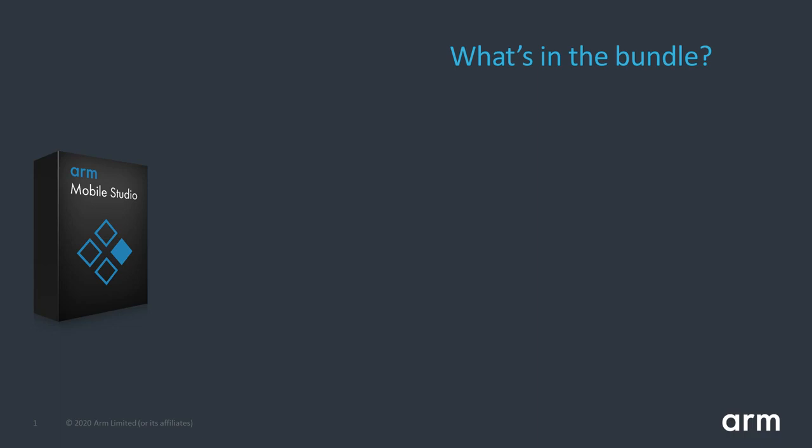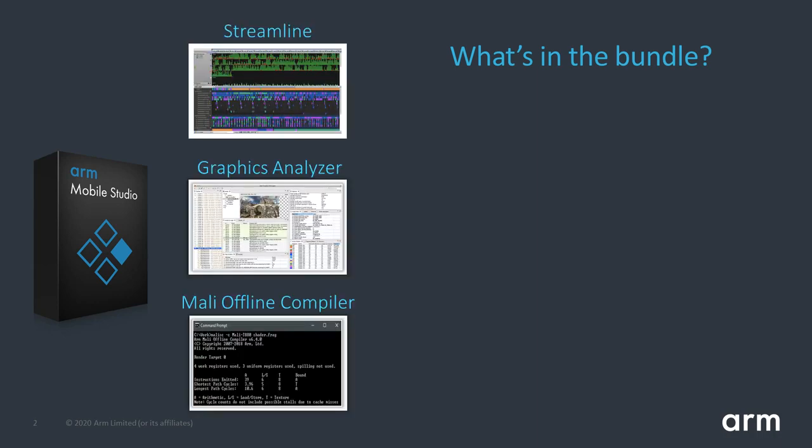Now that you understand how we are approaching your problems, it is the right time to introduce you to the tools you get in the Mobile Studio tool suite. It contains various powerful tools to debug graphics issues. Streamline is a system profiler, Graphics Analyzer is an API tracing tool, and Mali Offline Compiler gives you GPU compiled statistics. These tools give you very good insight when you deep dive and analyze your performance problems.